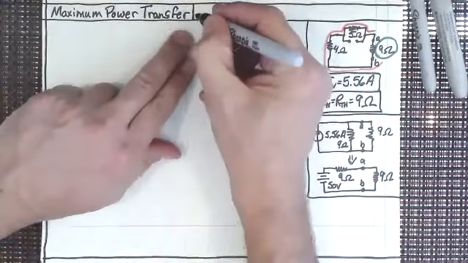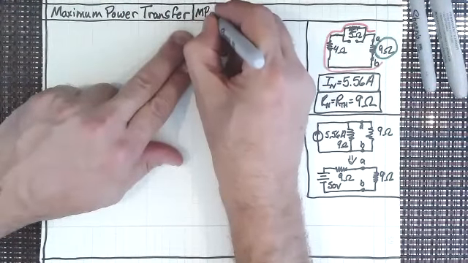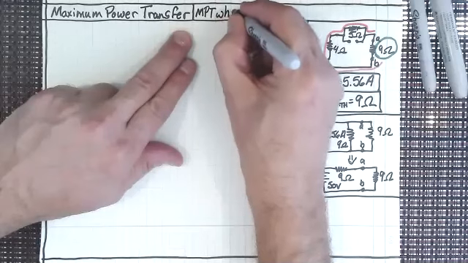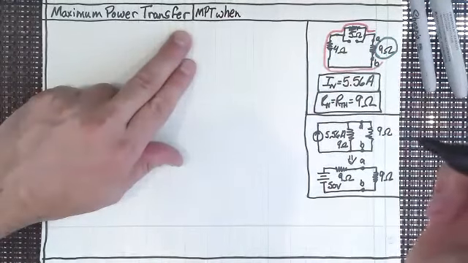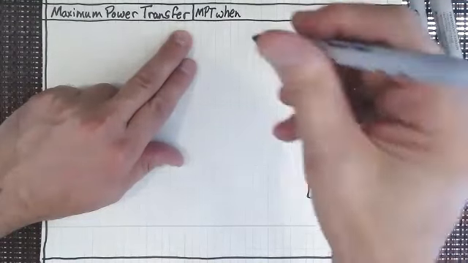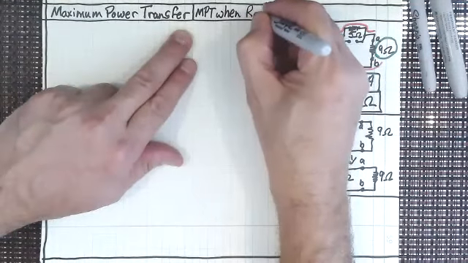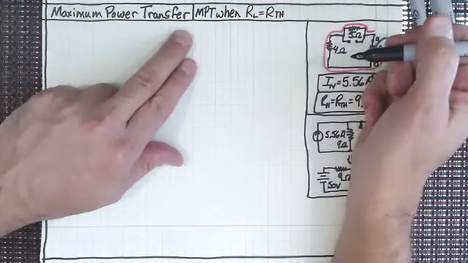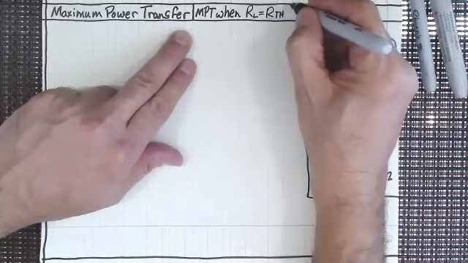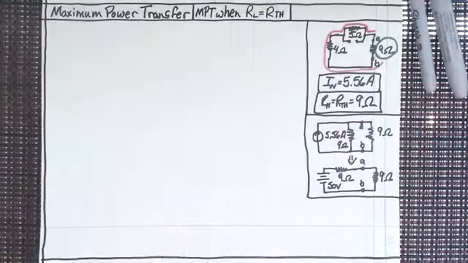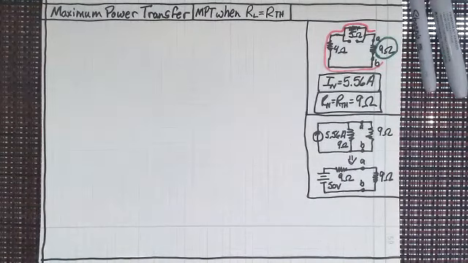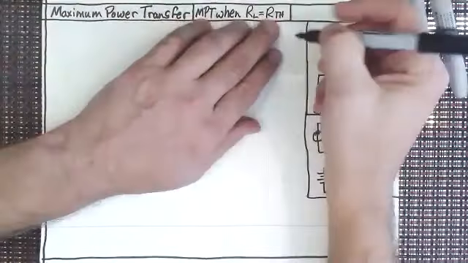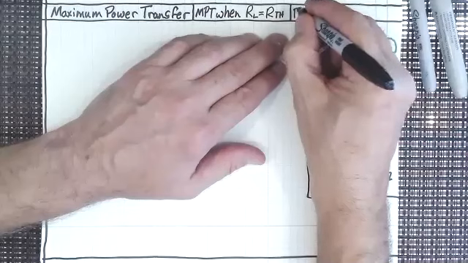So we get maximum power transfer when R sub L equals R sub Thevenin's, right? Now you're probably saying to yourself, and the way that I'm going to prove this, I'm going to prove it both mathematically, but I also want to prove it conceptually too.